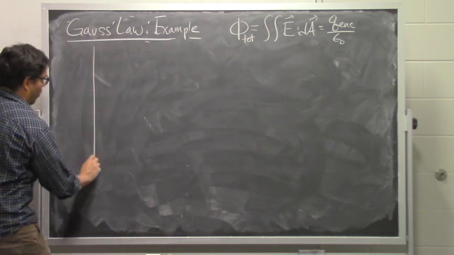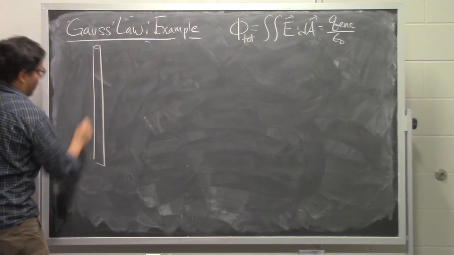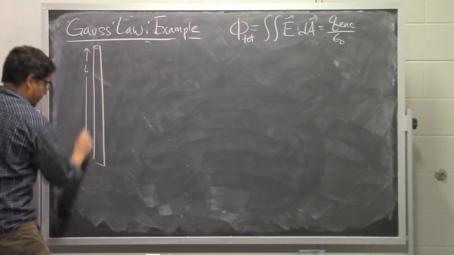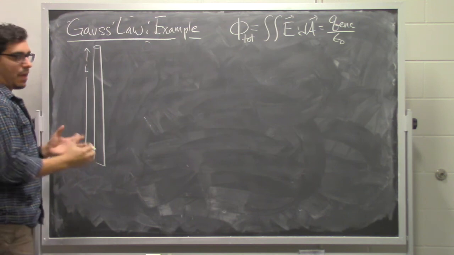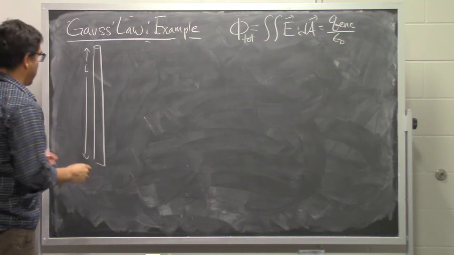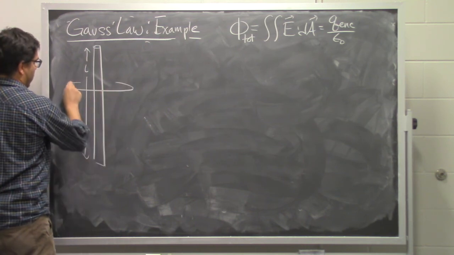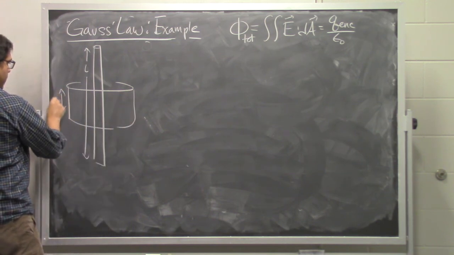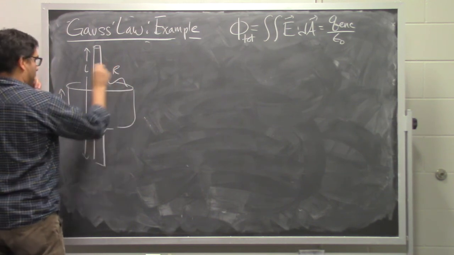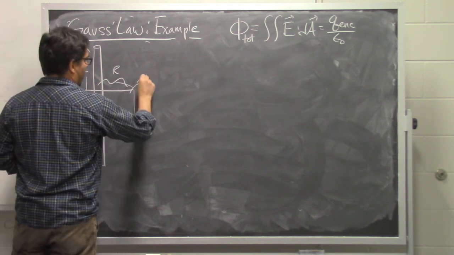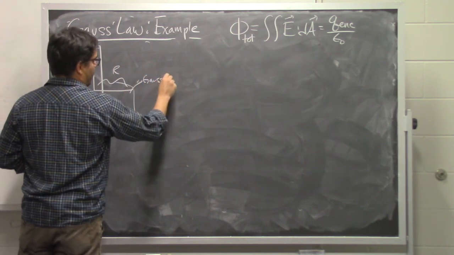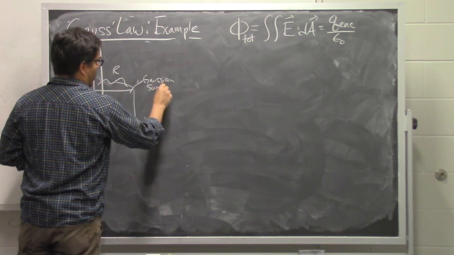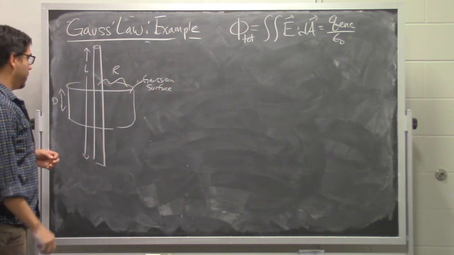We're going to take a long rod of length L, and we're going to encapsulate that rod with a cylinder. It's an imaginary cylinder that has a height d and a radius of r. This is what we would call a Gaussian surface, an imaginary surface over which we are going to calculate the electric flux.